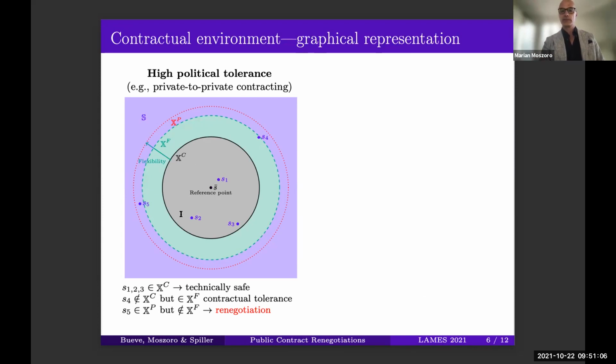All the possible states, 1, 2, 3, are technically safe because they are within the contractual space. Even state 4 is outside of the contractual space, but it's within the flexibility, the technical tolerance. And the only case that the contract will be renegotiated is when it's outside of the flexibility space.